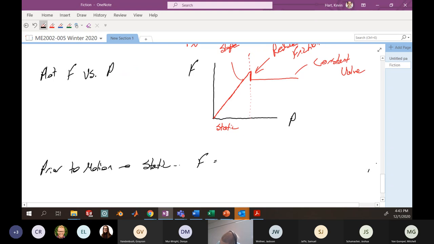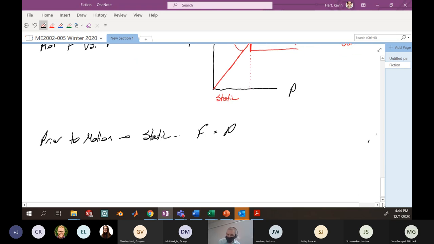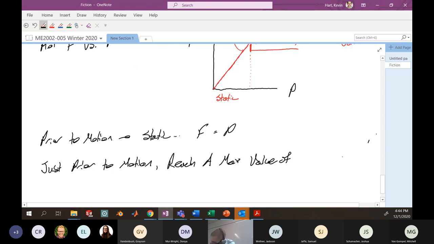And the frictional force F is equal to P. Obviously, not moving. Just before the motion begins, this force reaches some maximum value, which we call F max, or the static max force. So just prior to motion, you reach a maximum value of the friction force, F max, or I think I've labeled it in the notes as FM.